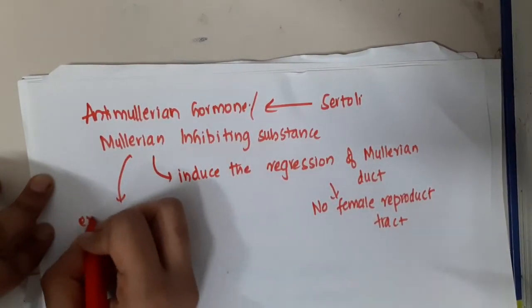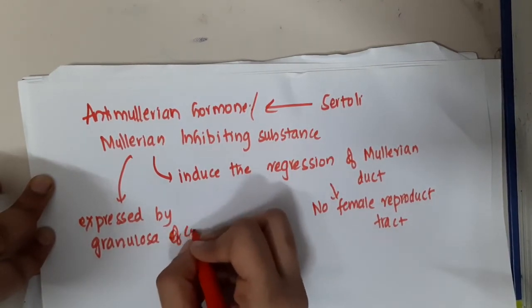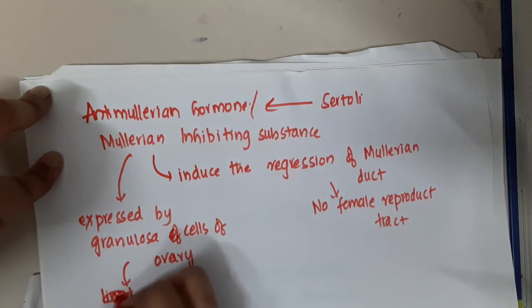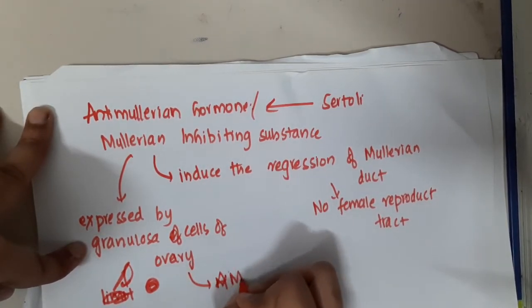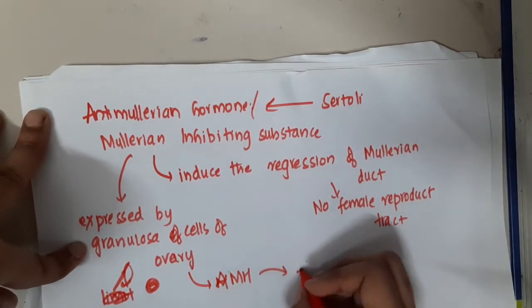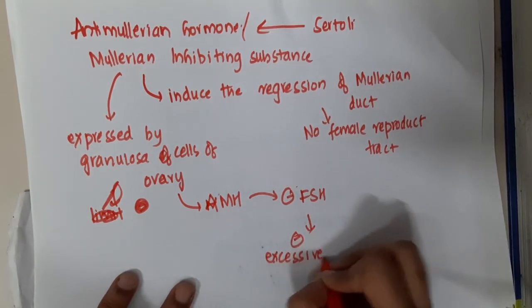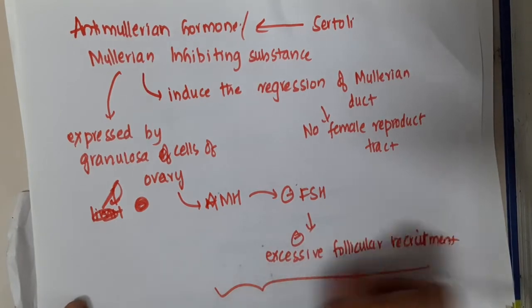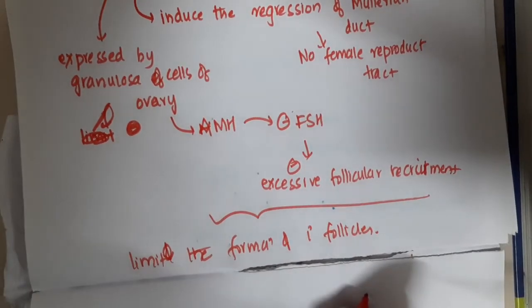Anti-Mullerian hormone is also expressed by the granulosa cells of the ovary. There it inhibits FSH, and thus it inhibits excessive follicular recruitment. By inhibiting excessive follicular recruitment, it limits the formation of primary follicles. So this is the main function of anti-Mullerian hormone.